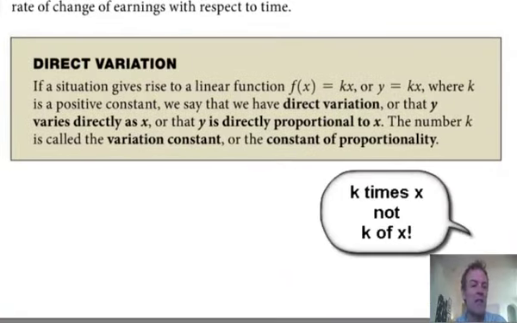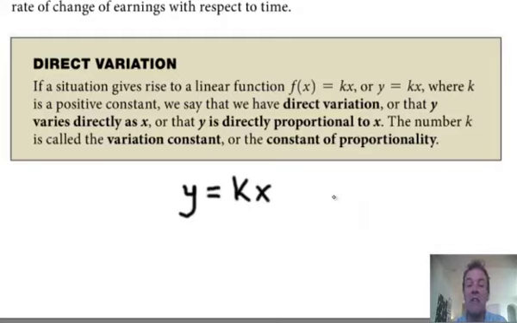I'm going to write that. This is direct variation: y equals kx. In other words, y varies directly with x. Remember that y varies directly with x. Okay, let's do some examples.